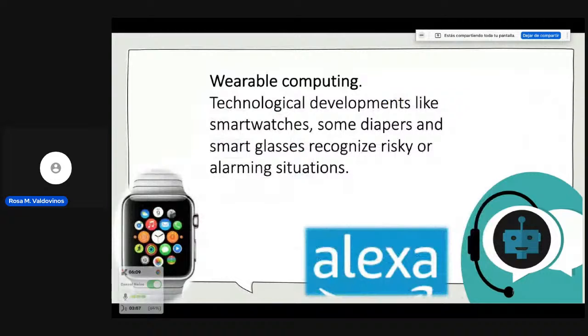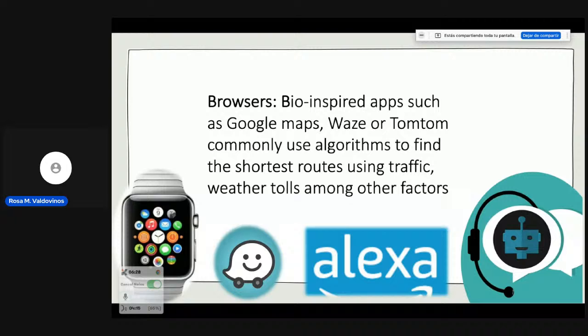Wearable computing and its technological developments, such as smartwatches and smart glasses, have sophisticated artificial intelligence algorithms operating them, including machine learning to recognize risk or alarming situations. About the browsers, where we can find bio-inspired apps such as Google Maps, Waze, or TomTom, they commonly use algorithms to find the shortest route using traffic, weather, and tourism, among other factors.